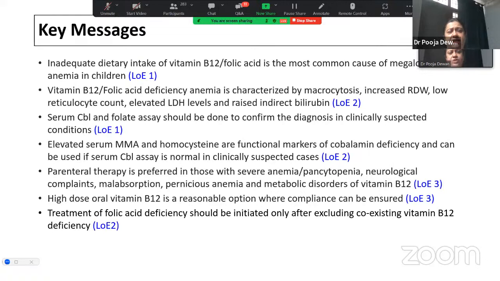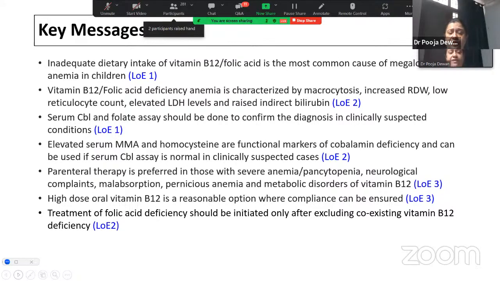So the key messages are that inadequate dietary intake of B12 and folic acid are the most common causes of megaloblastic anemia in children. B12 and folic acid deficiency anemia is characterized by macrocytosis, increased RDW, low reticulocyte count, elevated LDH, and raised indirect bilirubin. Elevated serum MMA and homocysteine are functional markers of cobalamin deficiency and can be used where your serum cobalamin assay is normal, but there are clinical signs.